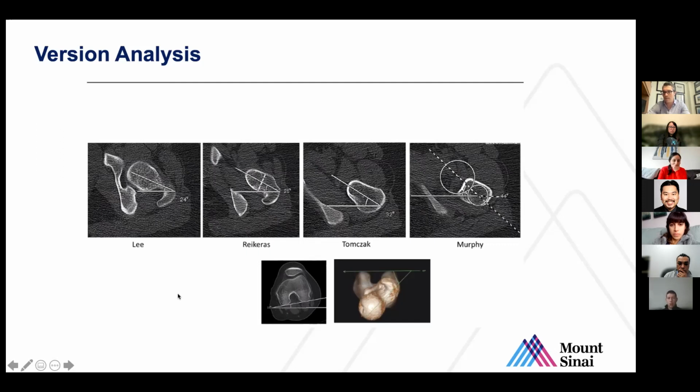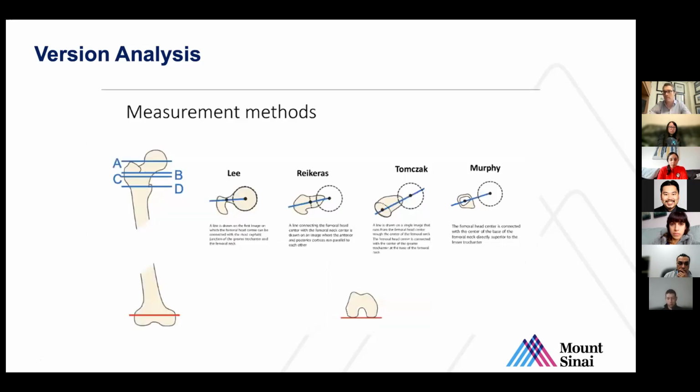And so I'm working with our teams here now, our MSK radiologists, to go through this and pick one method, which I like the Reikeras, because I think it's easier. Pick one method, choose that, and then they should help inform us of version. So you don't always have to measure it on your own. This is just showing why I choose the Reikeras.